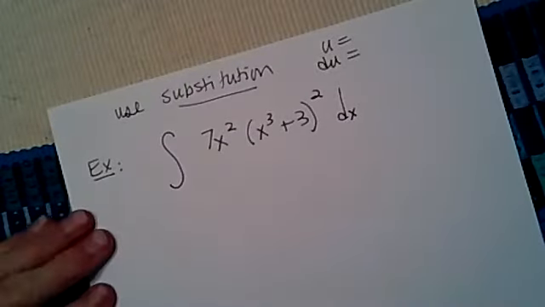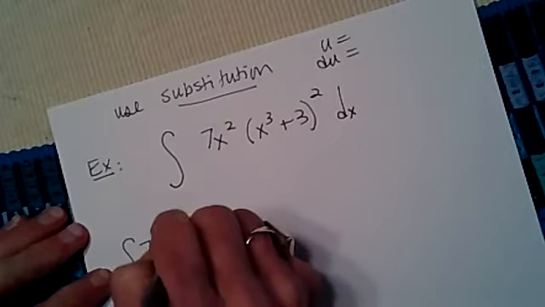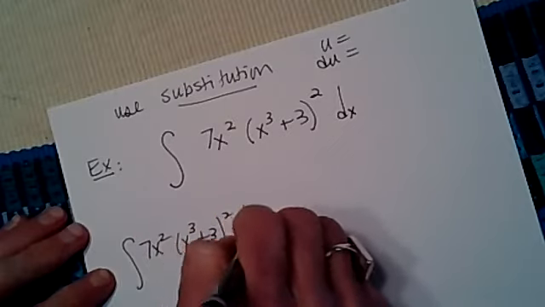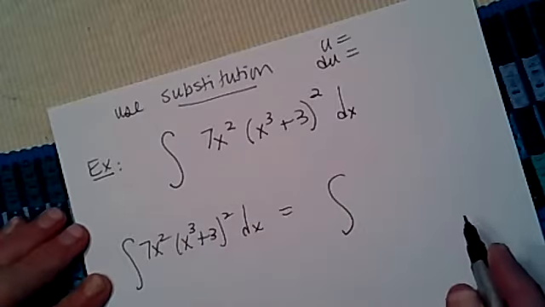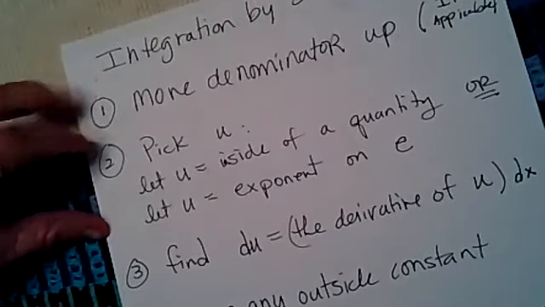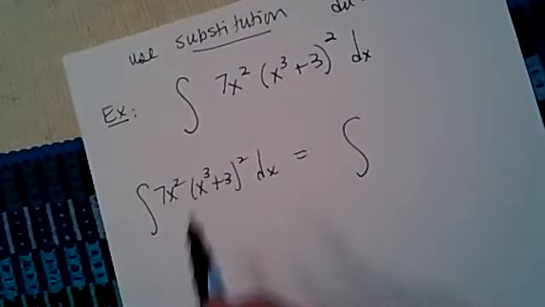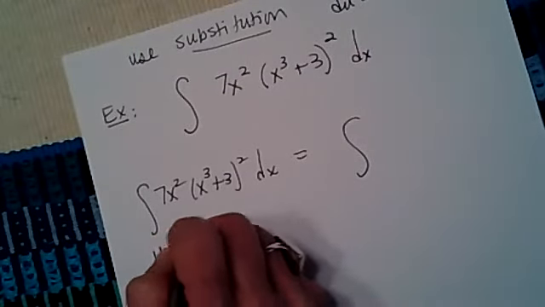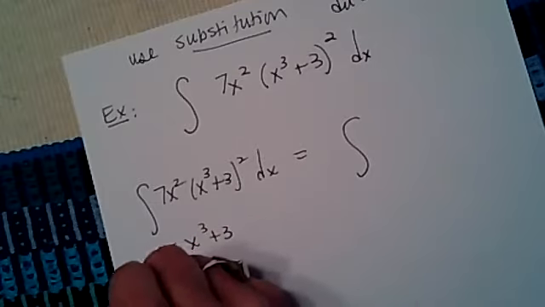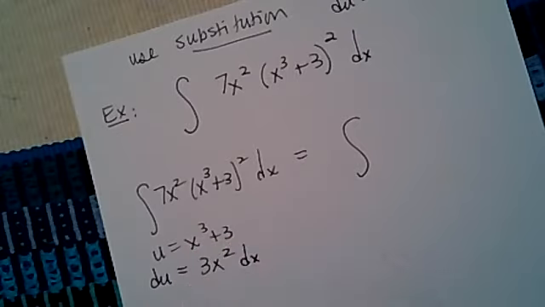Okay, so I know I have to rewrite this in terms of u. My first step said move any denominators up, if applicable; there was none. So I pick u. u is always going to be the inside of the quantity. Do I have an inside? Yes. So my u is x cubed plus 3. And I always find the derivative of u, which is 3x squared dx. That's important because you're going to have to use it for your substitution.